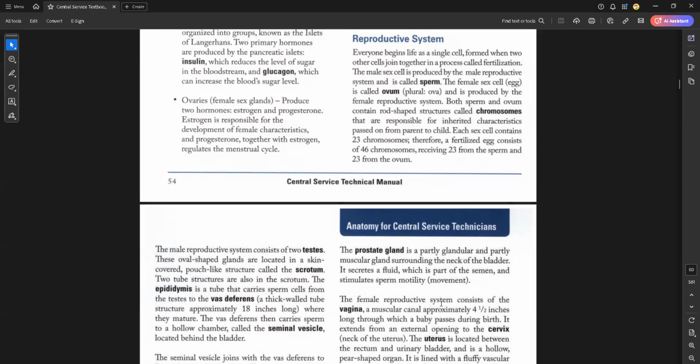That forms a baby. With the men, we have the testes that are housed in the scrotum, and then we have the epididymis, through which the sperm travels, through the seminal vesicle. So these are all about the men.